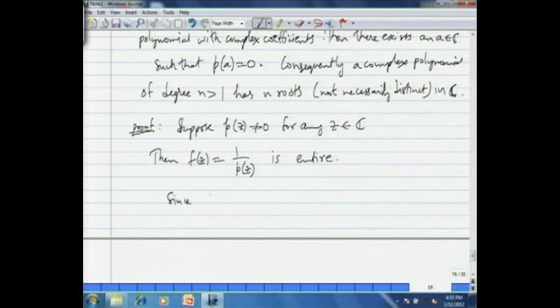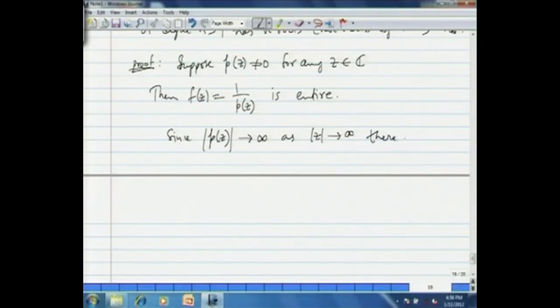Since the non-constant polynomial p of z in modulus will tend to infinity as modulus of z tends to infinity, consider the leading term, for example. The leading term has degree greater than or equal to 1, since it is a non-constant polynomial. It will have a z with a power greater than or equal to 1, and that tends to infinity in modulus, and that will dominate the other terms. So, this is true.